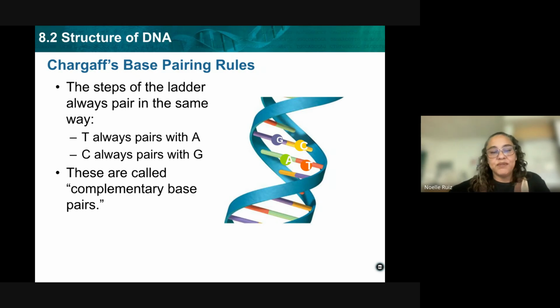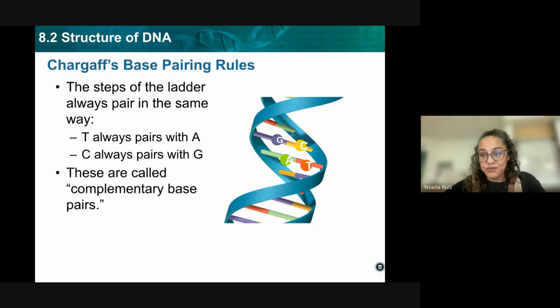And these are called complementary base pairs. Complementary is a word we like to use a lot. They just go together. Peanut butter and jelly goes together. Peanut butter and chocolate are also complementary. They go together. But they are always, always, always paired in this way.